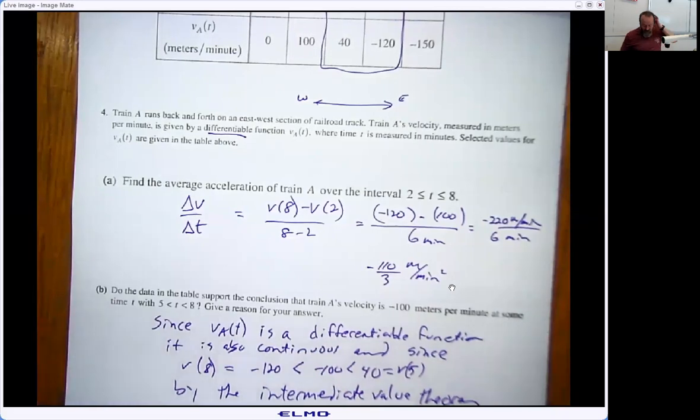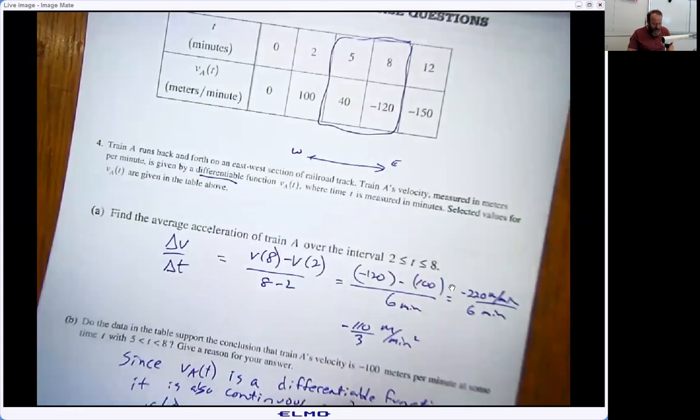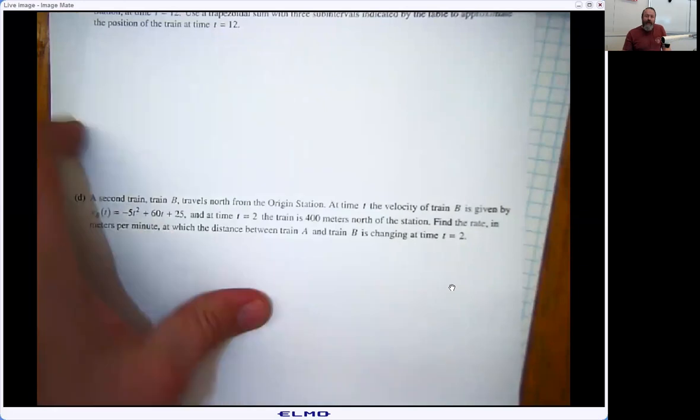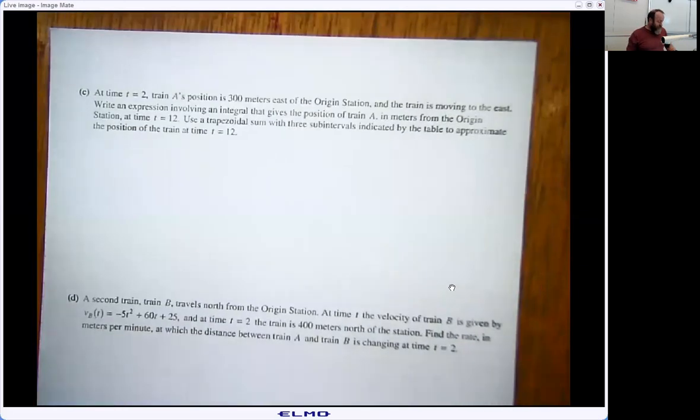Again, since it was a continuous function, it cannot go from one value to the other without passing through that value of negative 100 in its path. Okay, so now all of a sudden we're on to part C, which looks like a pretty lengthy little question here, but we'll see what happens.